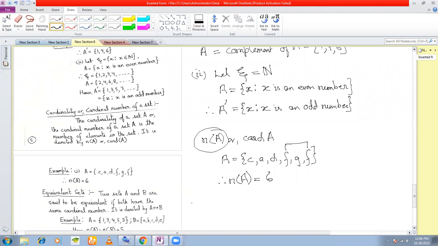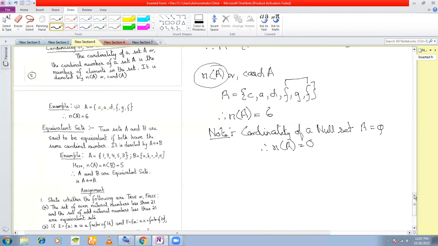So what is the cardinality of an empty set? Can anyone tell me? Cardinality of an empty set. How many elements are there in a null set? A null set has no elements, right? So 0. Therefore, the cardinality of a null set has to be 0. Fine. So the number of elements in a set is called the cardinal number or cardinality of a set.